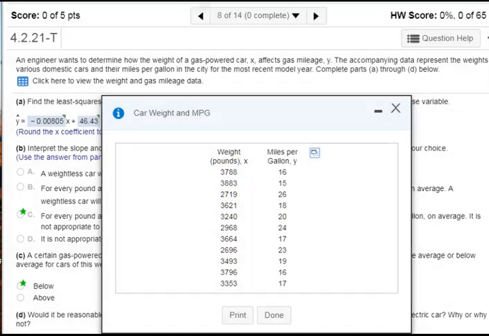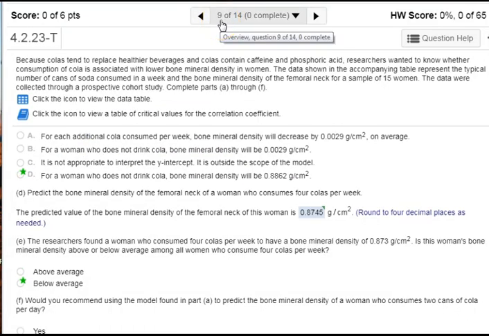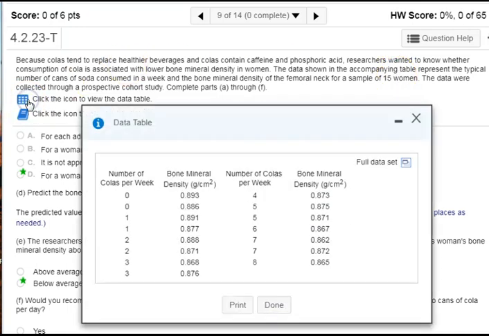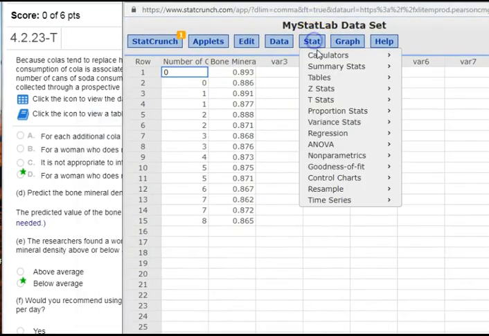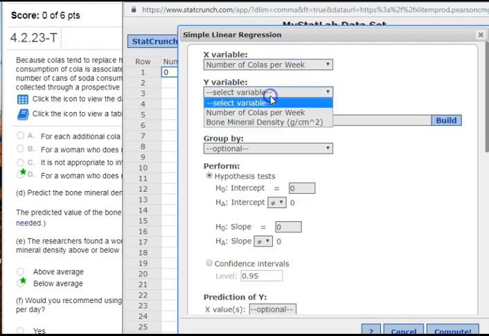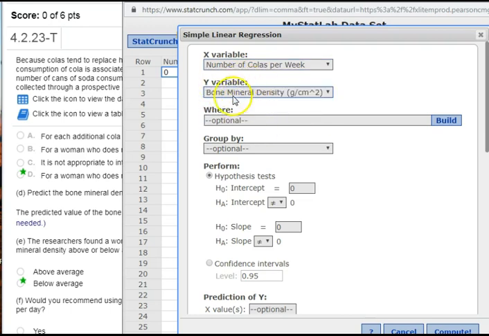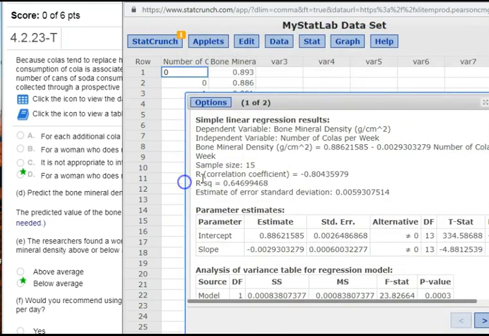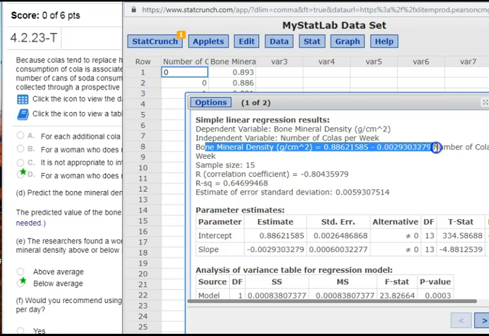For number 9, we're looking to see if there's a relationship between the number of cans of soda consumed in a week and bone mineral density for women. So we'd want to look at our table of data and open it in StatCrunch. And then from there, Stat, Regression, we're looking for a linear relationship here. Our explanatory variable, number of colas per week, we're going to use that to see if we can predict what the bone mineral density will be. So we hit compute, and right away we get our regression equation.